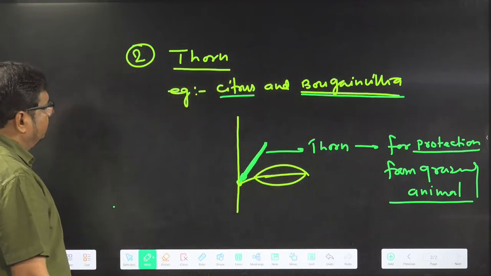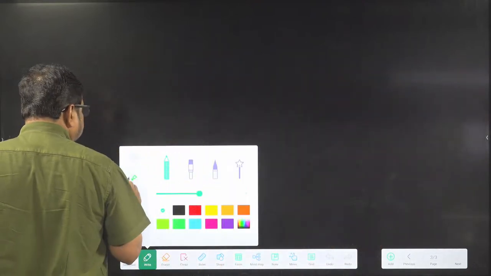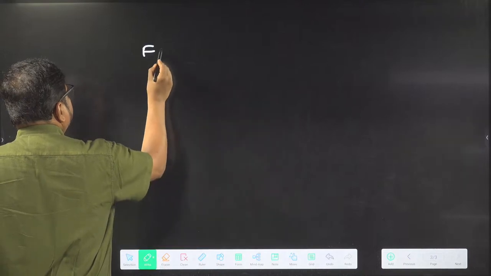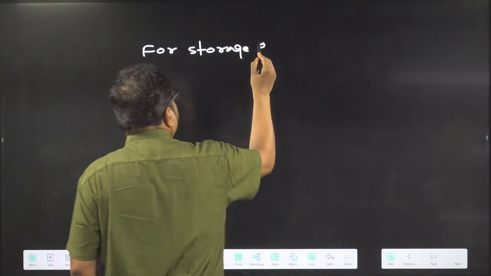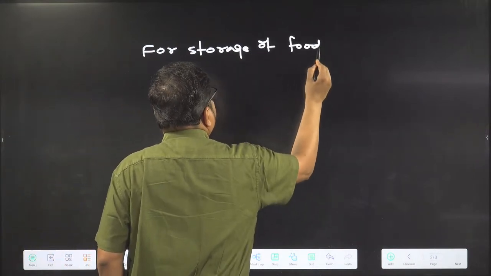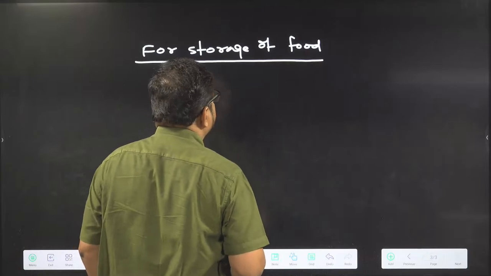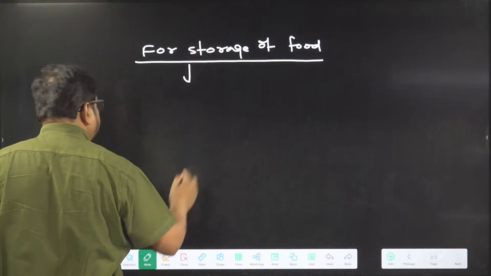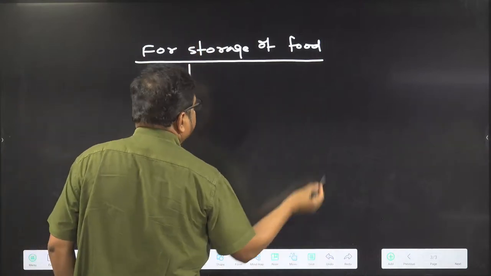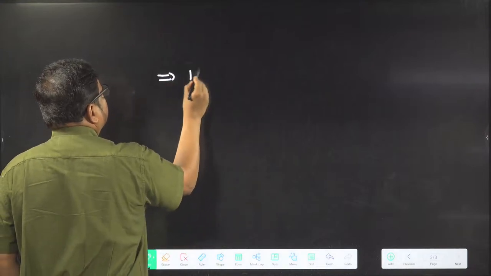Now we are going to deal with another modification. Give your attention. Now the third modification I am going to deal with is for storage of food. Third modification. And a beautiful example is storage of food we already discussed. Sorry, that storage we will talk about in leaf. Just a minute. So the third modification we are going to deal with is for photosynthesis.